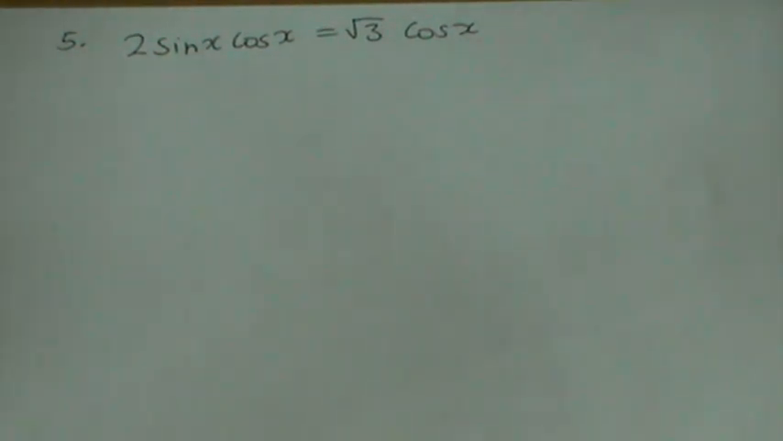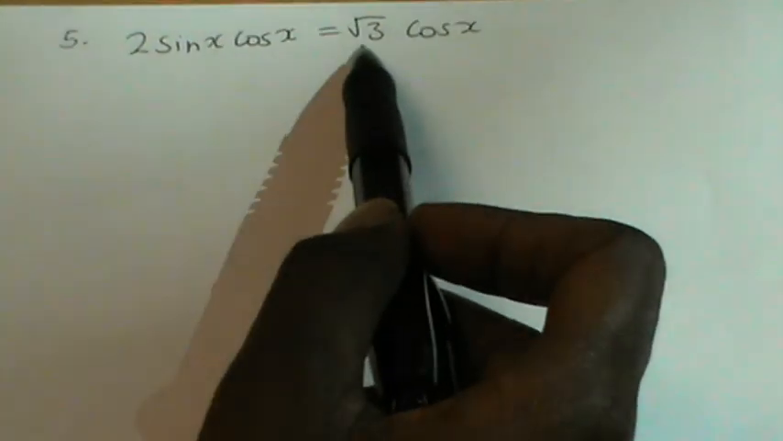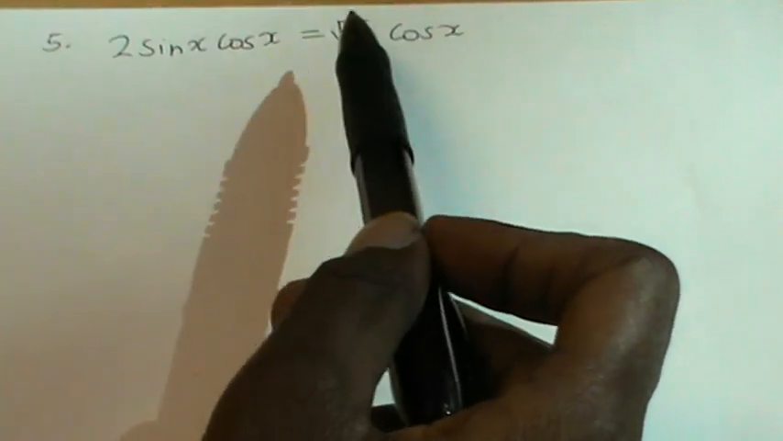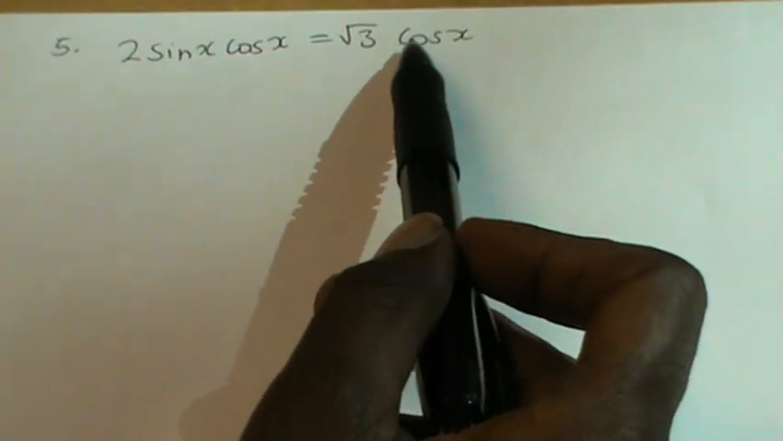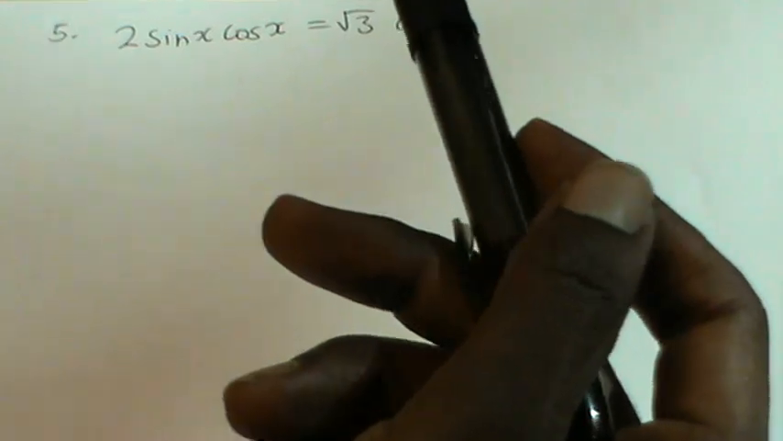Here is our next question. We have 2 sine x cos x is equal to the square root of 3 cos x. With this one, we've done something similar. We want all our trigonometric ratios on one side, everything else on the other side. So I will take this square root of 3 cos x to the other side. When you see it like the square root of 3 cos x, it means they're multiplying. It is square root of 3 times cos x.